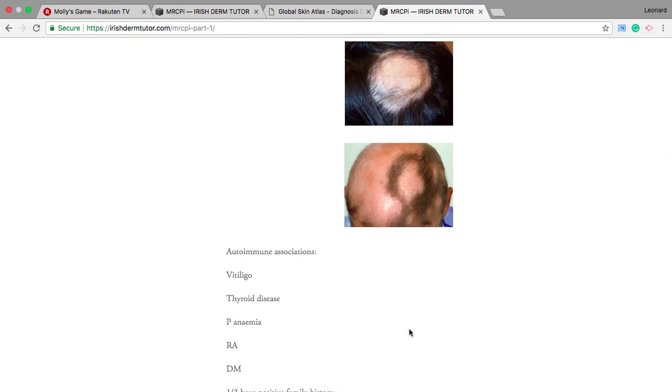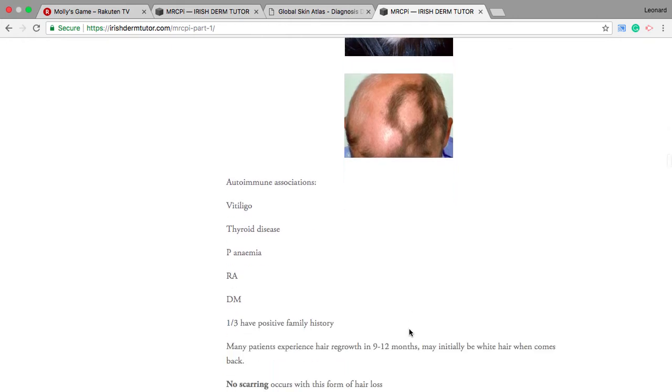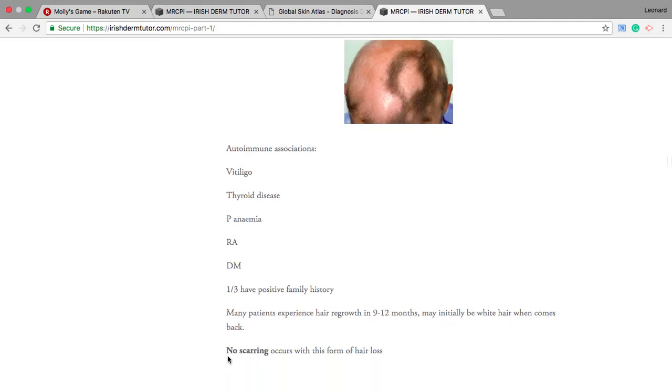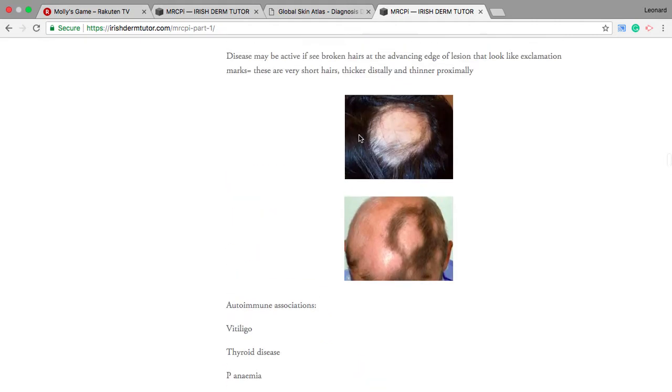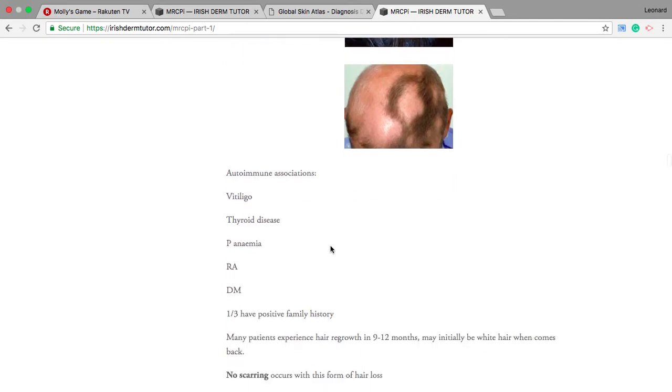And it is an autoimmune condition, as I mentioned before. So there are multiple associations, such as vitiligo, thyroid disease, pernicious anemia, rheumatoid arthritis, and diabetes. 1/3 of patients that get alopecia tend to have a positive family history, and thankfully, many patients experience hair regrowth in about 9 to 12 months. And initially, the hair can regrow and it's colored grey, but with time, that will then go back to normal.